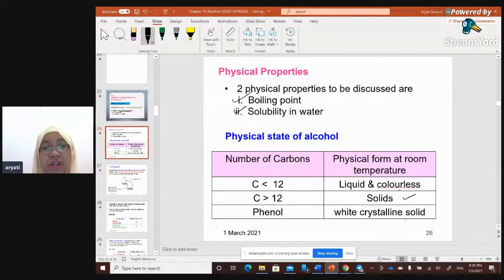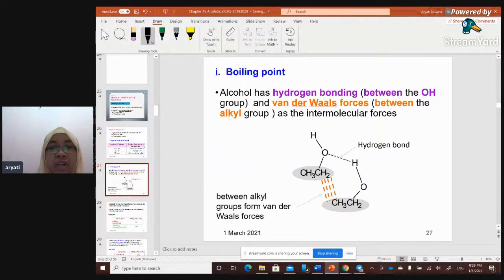For the physical state of alcohol, if the number of carbon in the alcohol is less than 12, the alcohol will be in the liquid state and it is colorless. If the number of carbon is more than 12, it is in the form of a solid, and phenol is a white crystalline solid.